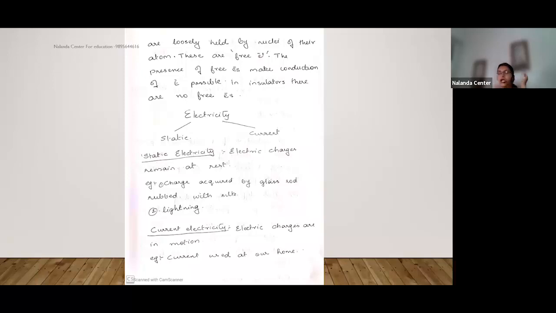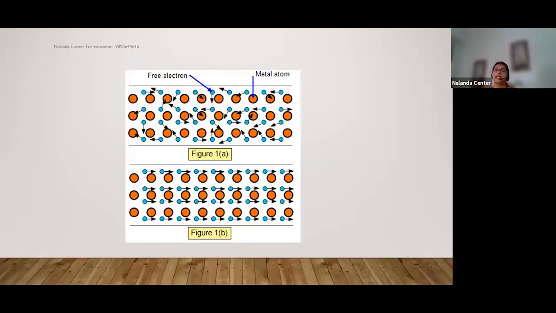So this kind of electricity, wherein the electric charges remain at rest, is known as static electricity. What is meant by current electricity? When electric charges are moving, are in motion, we say current electricity is in place. When we generally use the word electricity in this chapter, we are talking about current electricity and not static electricity. So the current that we are using at home is an example of current electricity.